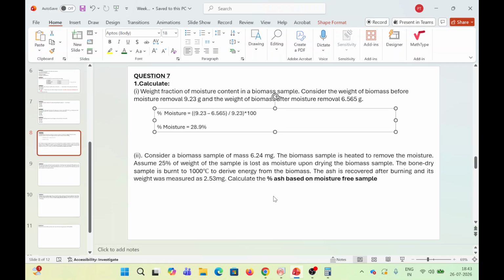It's very easy to be specific. You just need to calculate the weight of the moisture free sample. Once that is done, you will be able to calculate the percentage of ash.